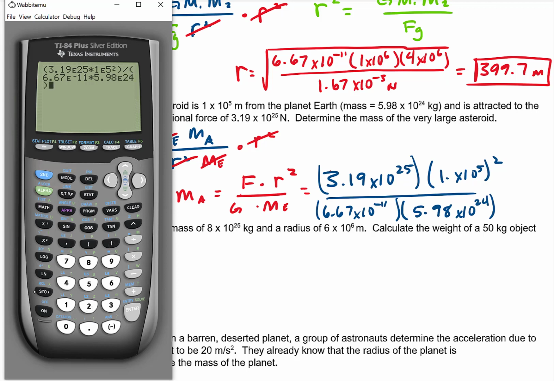We've got everything entered in one line. Makes it easier to do. Comes out to be 7.997 times 10 to the 20th, or 8 times 10 to the 20th kilograms, which is a big asteroid.